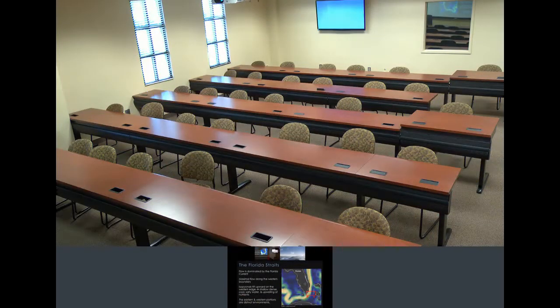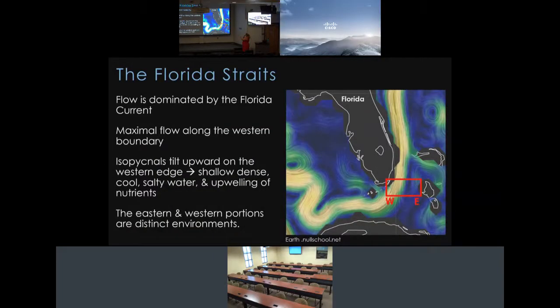Okay, so our study area is the Florida Straits, which is a western boundary current system. We're looking at an image here from earthschool.net, showing the current, which is in yellow here. We see a much higher velocity towards the western side versus the eastern side, closer to the Bahamas. As a result of this flow, isotherms tend to tilt upward at the western edge. We get shallow, dense, salty water, as well as upwelling of nutrients. This creates a gradient in productivity, where the west tends to be more productive than the east, with productivity declining west to east across the straits, as well as the west and east being distinct physical environments.